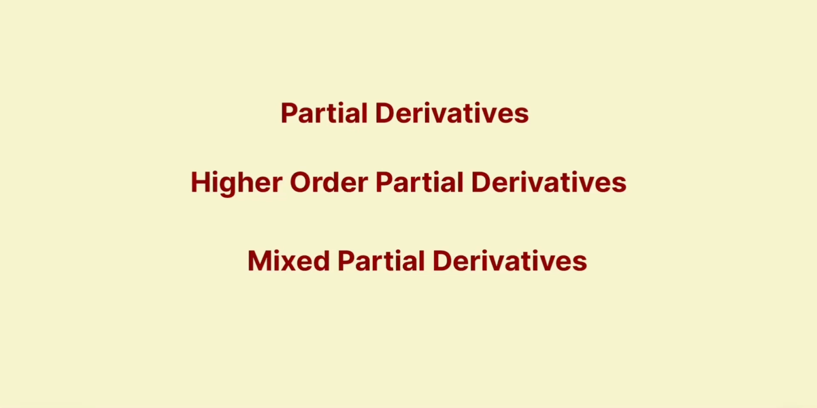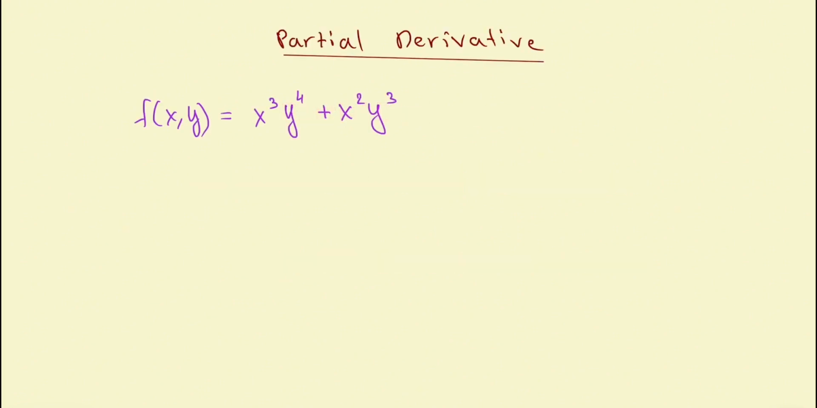In this video, I will go over how to find partial derivatives in multivariable functions. Suppose we have a multivariable function. This function has more than one variable. In this case, we have a function of x and y, which is equal to x cubed times y to the fourth plus x squared times y cubed.